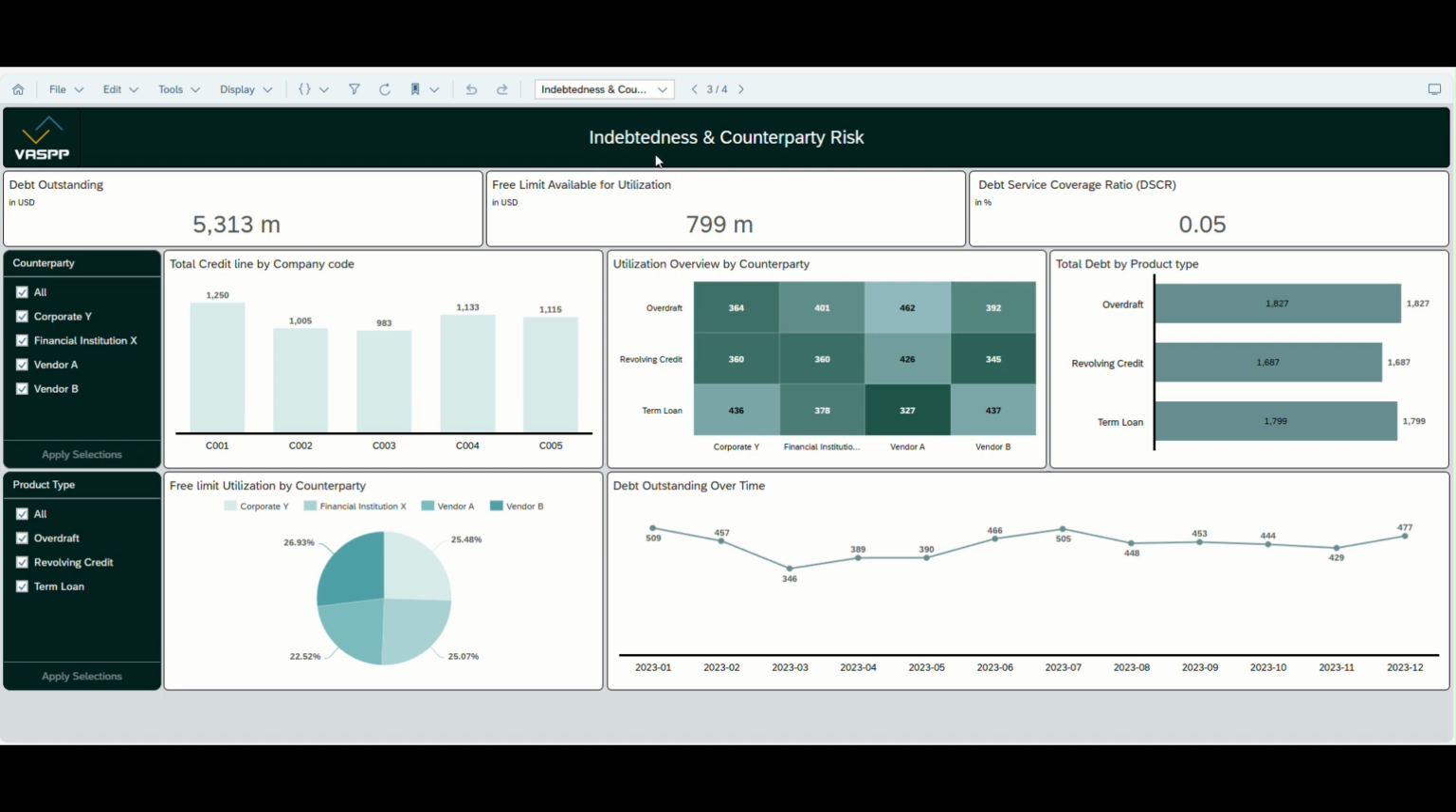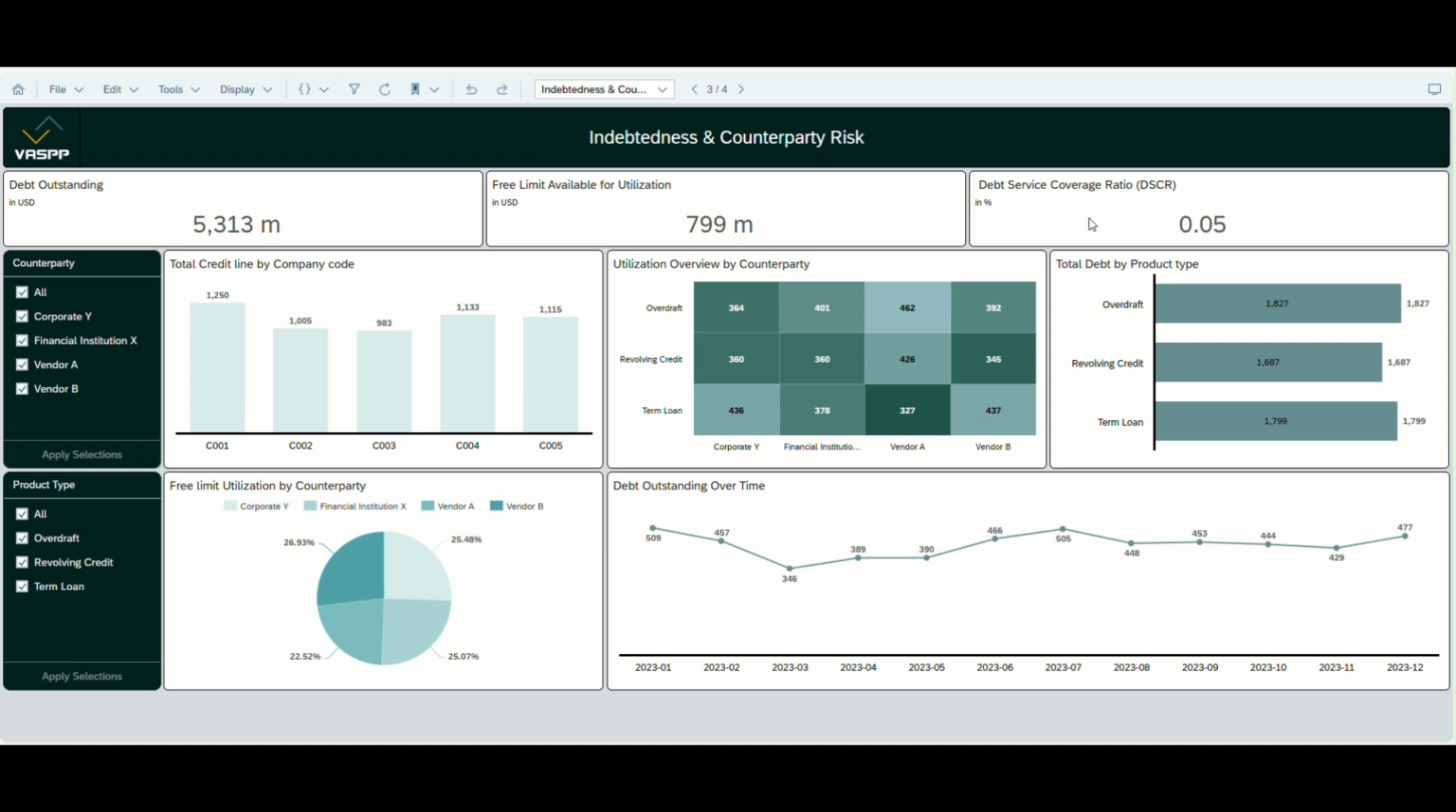Leading the page are key metrics. Debt outstanding totals $5.31 billion, the full scope of your borrowings across all products and counterparties. Free limit available for utilization at $799 million highlights your unused credit capacity ready to be deployed as needed. And the debt-to-liquidity ratio of 2.14 provides a vital snapshot of your indebtedness relative to liquid assets.